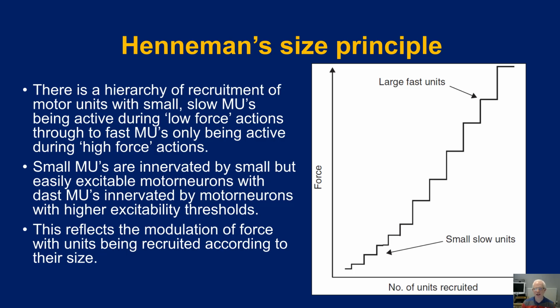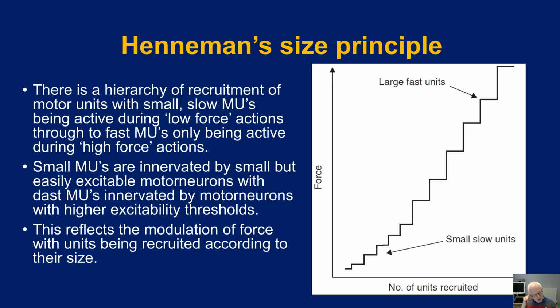Now, connected with that, there are some additional components, and one of these is referred to as Henneman's size principle. This is really important, and this helps explain why we see that force-velocity relationship we've already been referring to. Because, as I've written here, there is what we refer to as a hierarchy of recruitment of motor units. So we recruit small motor units first, which are low force ones, through to the fast motor units.